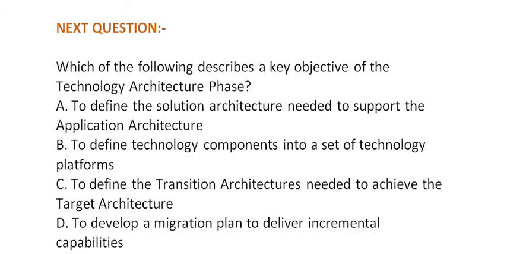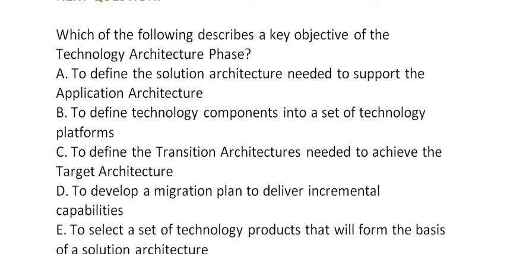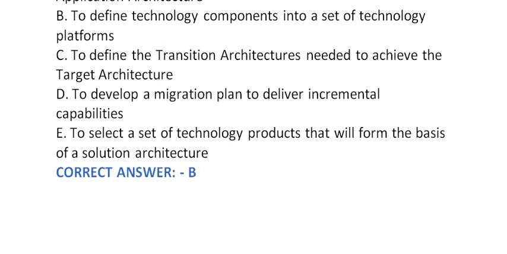Option B, to define technology components into a set of technology platforms. Option C, to define the transition architectures needed to achieve the target architecture. Option D, to develop a migration plan to deliver incremental capabilities. Option E, to select a set of technology products that will form the basis of a solution architecture. And the correct answer is option B.